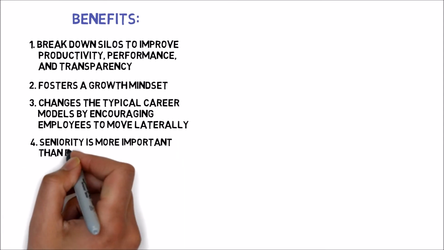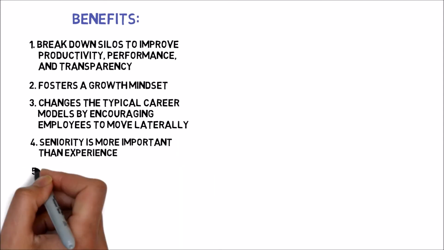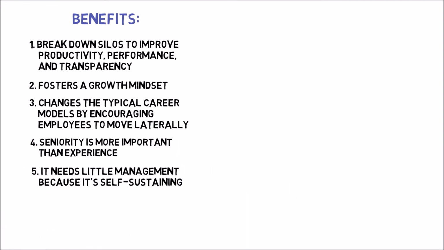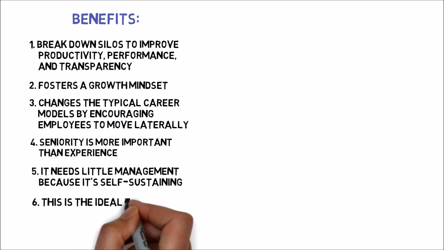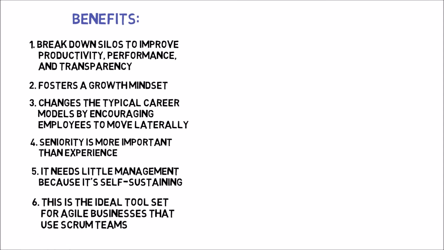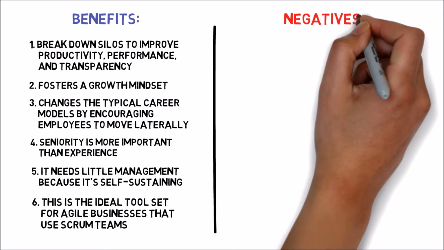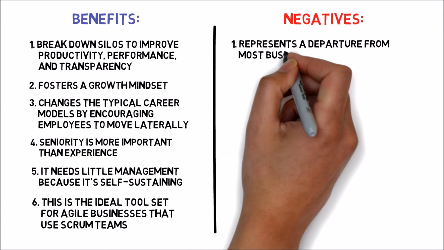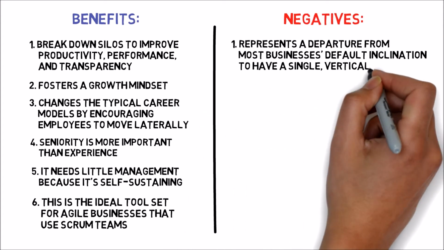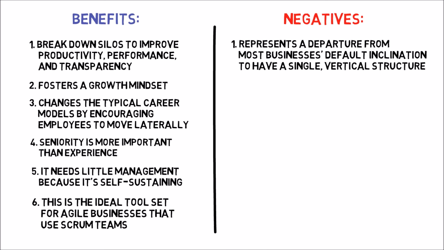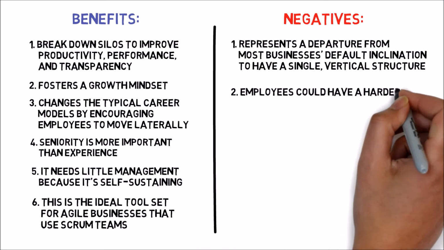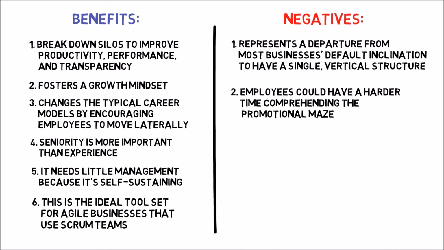Seniority is less important than experience. It needs little management because it's self-sustaining. And this is the ideal tool set for agile businesses that use Scrum teams. Negatives: It represents a departure from most businesses' default inclination to have a single vertical structure. Employees could have a harder time comprehending the promotional maze.